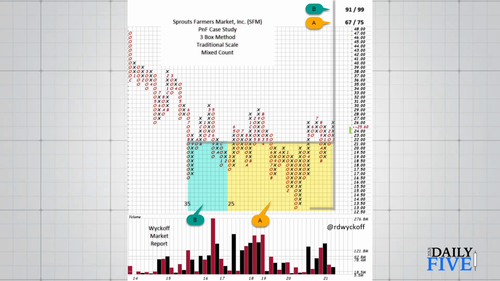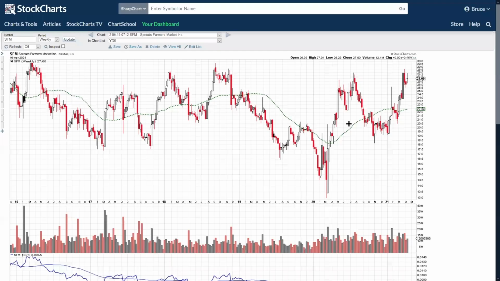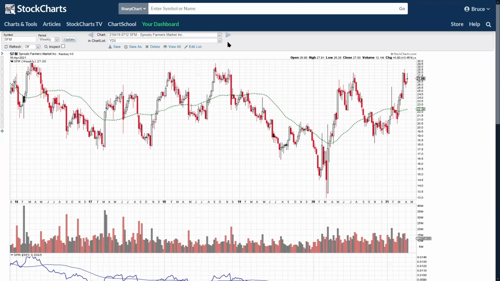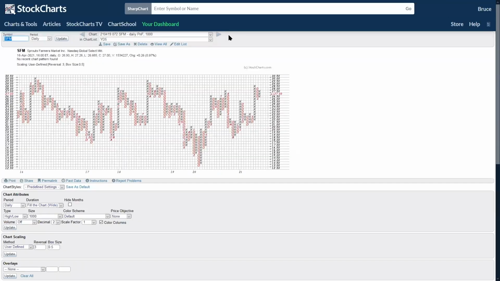Look at this. Currently, let's go back. Currently, it's around $27. Count 67 to 75 on the first segment, 91 to 99 on the larger segment. Notice how it's trying to get out of this accumulation area. If it can make this jump and then back up, it could be on its way. So very interesting structure here for Sprouts.